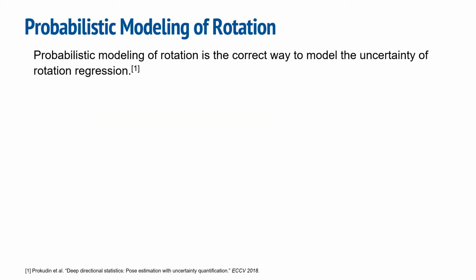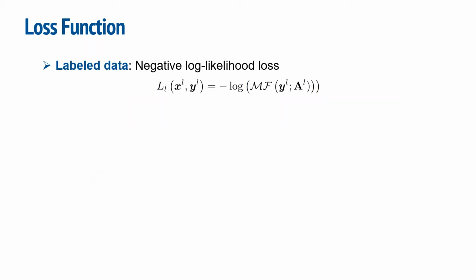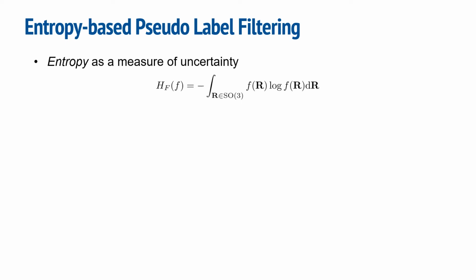As pointed out by the literature, probabilistic modeling of rotation is the correct way to naturally model the uncertainty of rotation regression. In this work, we investigate two parametric distributions of rotations, namely the Bingham distribution for quaternions and the matrix-Fisher distribution for rotation matrices. For now, let's assume the matrix-Fisher distribution. Training on labeled data is simply done by maximizing the log likelihood of the data. To model uncertainty, we further propose to use the entropy of the predicted probabilistic distribution.